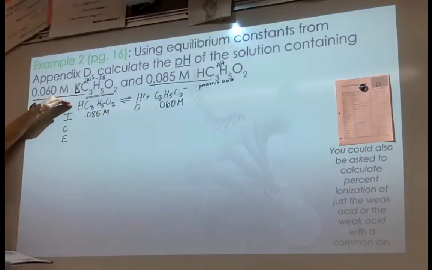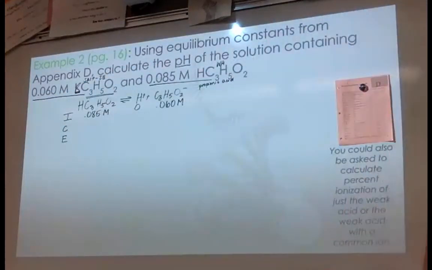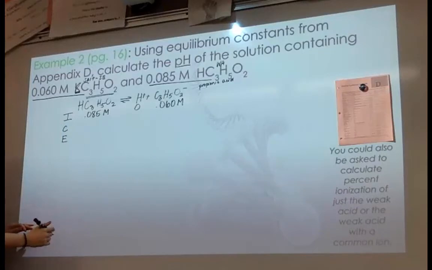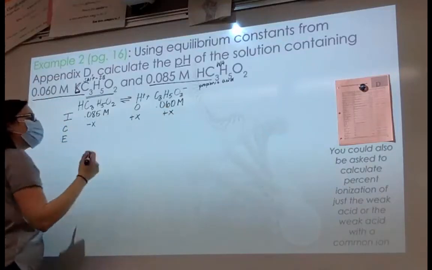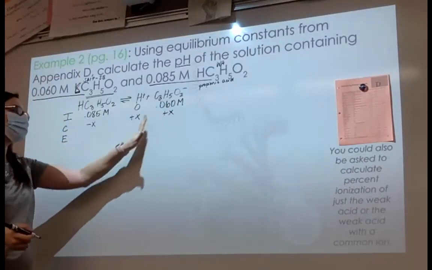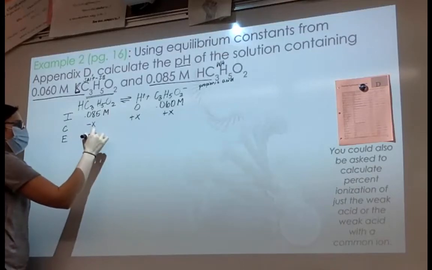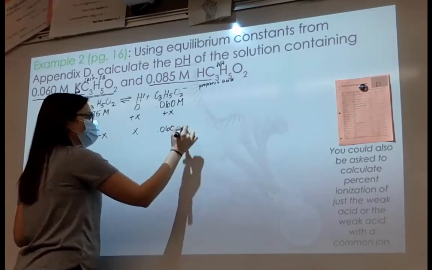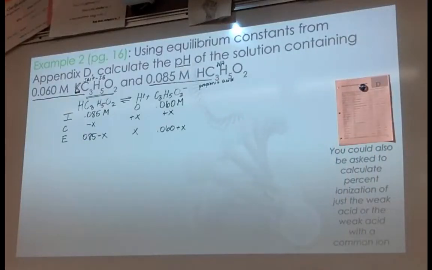So once we have our equilibrium equation, we set up our ICE table, we fill in our values, and then we can solve like we've done before. So I don't have anything else. This is what they gave me. So now I'm going to use x's. Now the reason that I know it's still minus x and plus x on the right is because H plus is starting at 0. It has to increase. So 0.085 minus x, x, 0.060 plus x. So we've plugged into our ICE table.